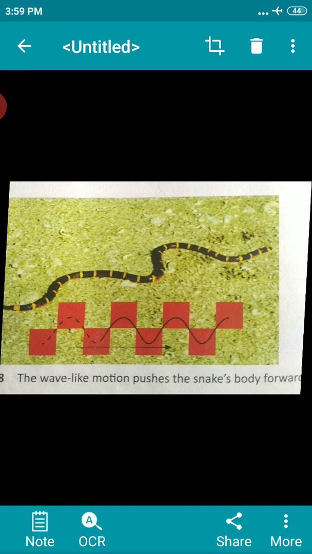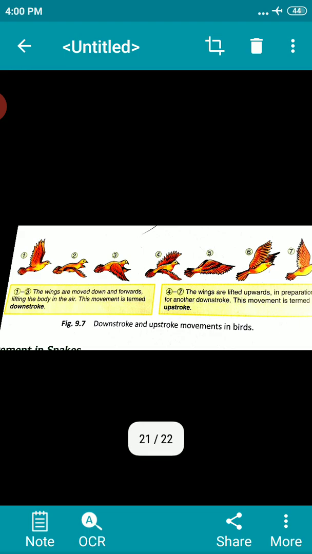Each loop of the snake gives it a forward push by pressing against the ground. Since its long body makes many loops and each loop gives it this push, the snake moves forward very fast and not in a straight line. So they have a thin, flexible vertebral column, otherwise the backbone, and the muscles which help them to move from one place to another.